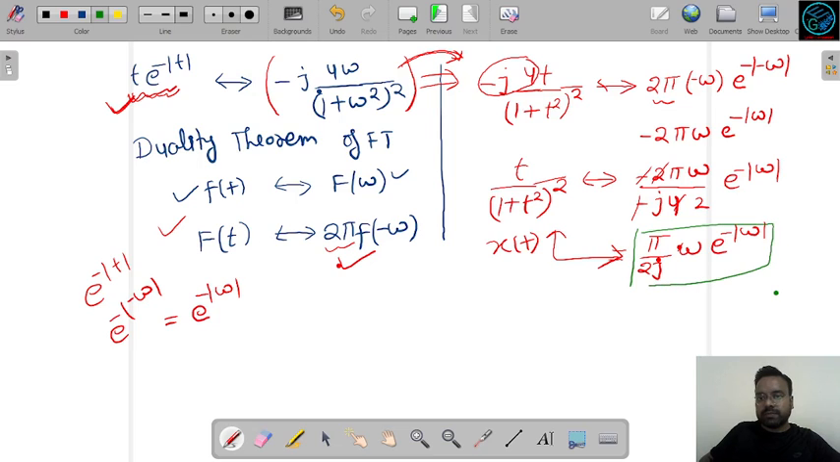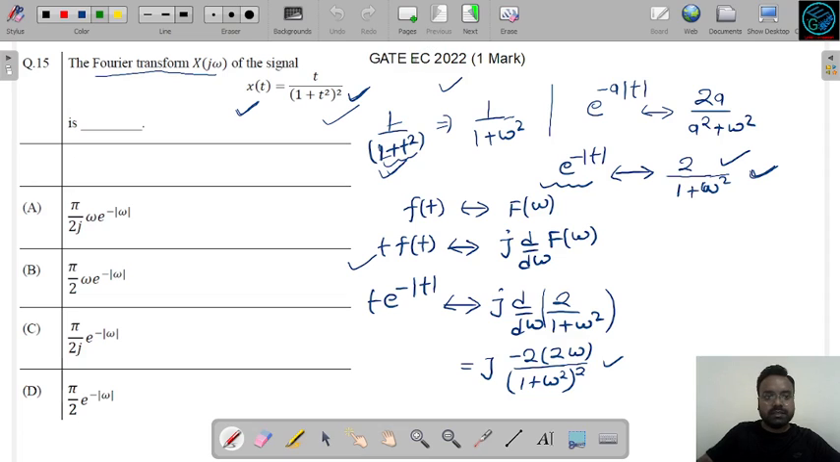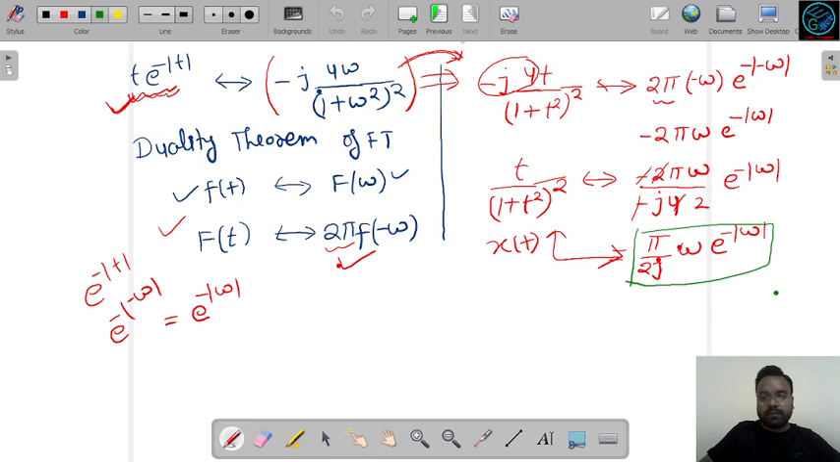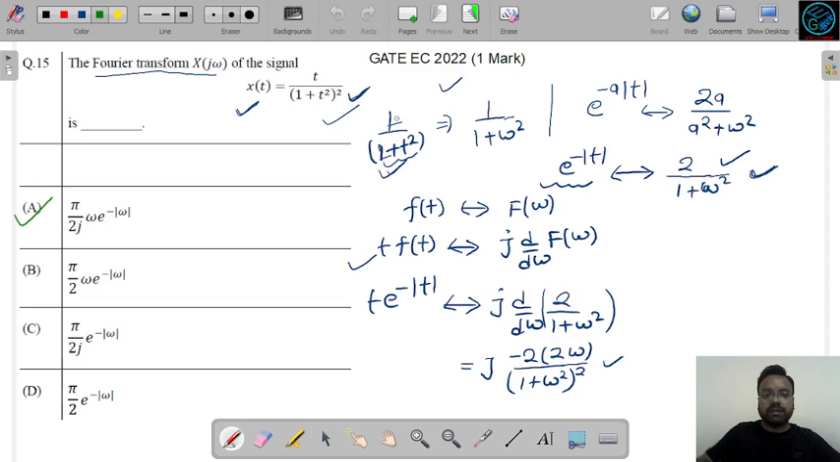So now check the options. In which option is this answer given? This answer is given in the first option, that is pi upon 2j omega e to the power minus mod of omega. So the correct answer is option A.